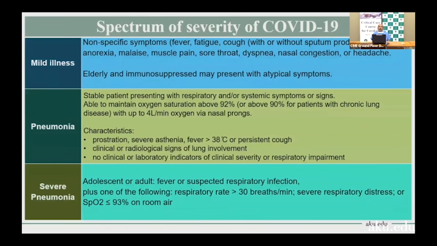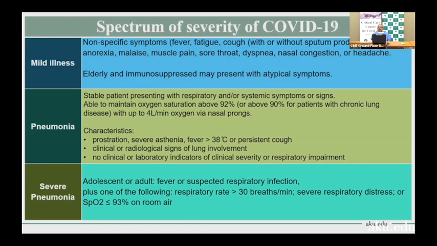Now, this is the WHO classification, the spectrum of severity of COVID-19, starting from mild illness. This type of patient doesn't need to be in hospital, but may have fever, fatigue, cough, sputum production, and non-specific symptoms like muscle pain, malaise, and anorexia. Elderly or immunosuppressed patients may have atypical presentations: they may not have a fever because of the immunosuppressive therapy, but may have myalgia and muscle pain.